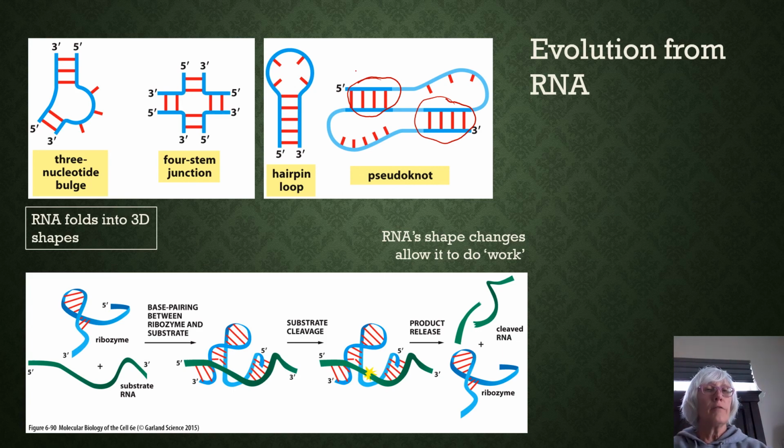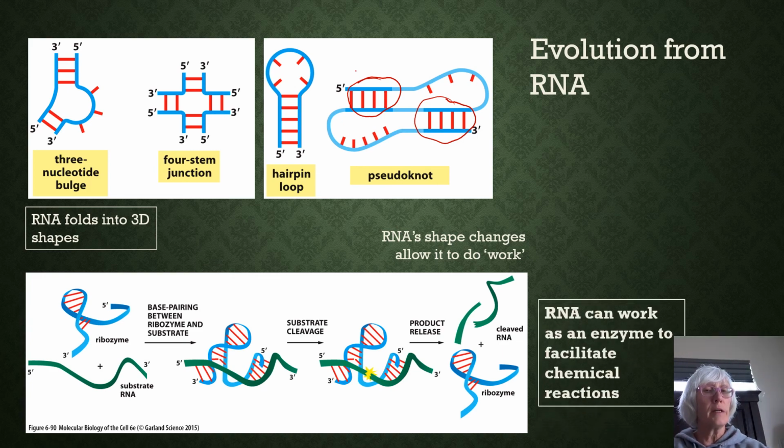If a molecule can form a 3-dimensional shape, it's possible for that 3-dimensional shape to change. Much like proteins are single-stranded chains of amino acids, single-stranded chains of nucleotides can fold in shapes, and when conditions change, the shapes modify so that RNA is allowed to do work. Specifically, the work that RNA can do is it can function as an enzyme that facilitates or speeds up chemical reactions.